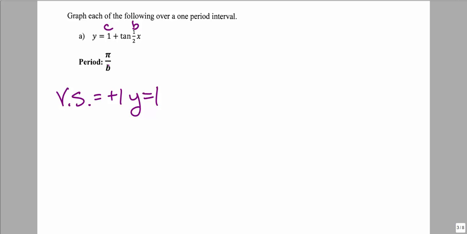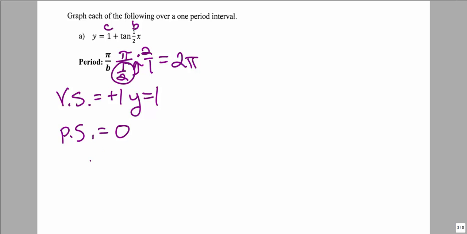Since the original period of tangent is pi, we will divide pi by b to get the new period. So pi divided by 1/2, we will flip and multiply. So we end up with a period of 2 pi. There is no phase shift, and there is no vertical stretch. So we would say A is 1.